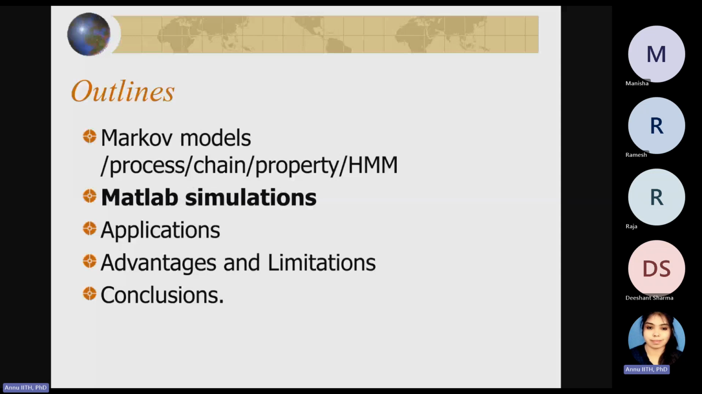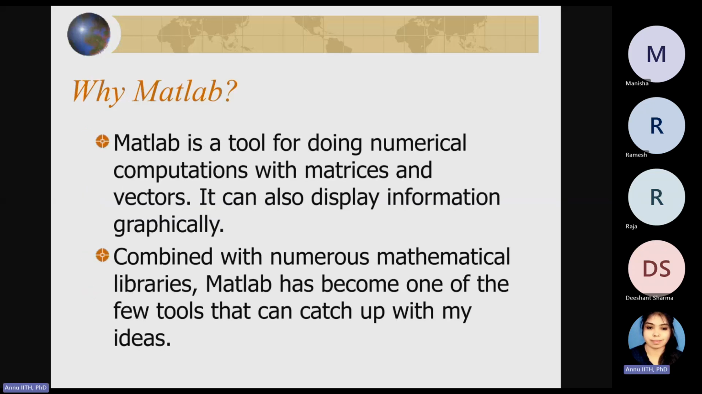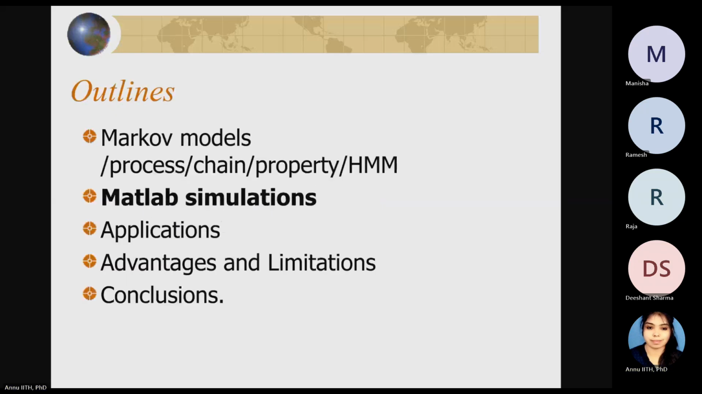Now let's see some observations or outlines. Markov models. Wait, what happened? Okay. Now we will see some MATLAB simulations.